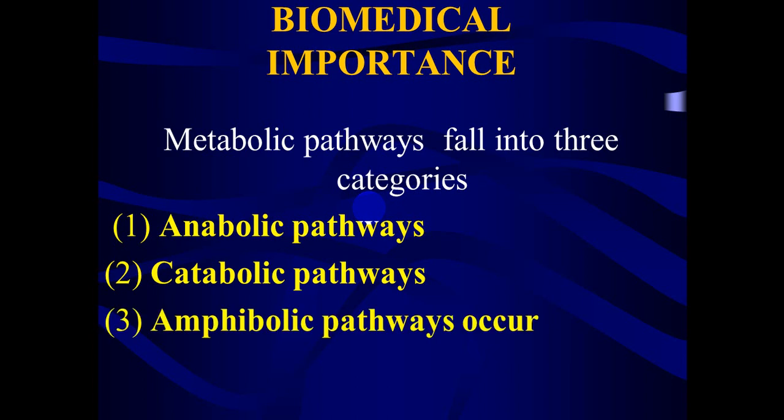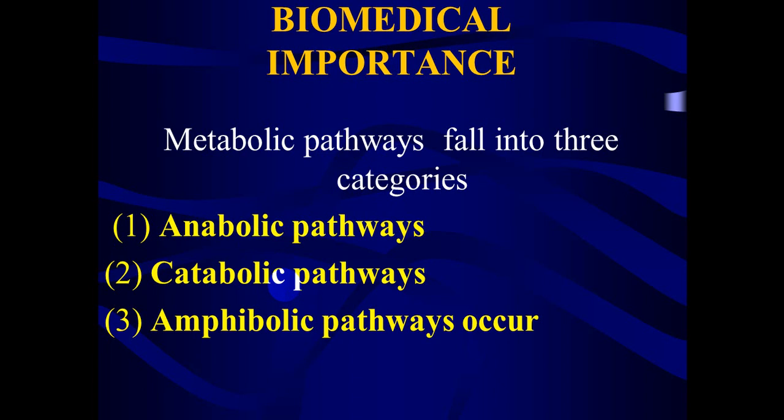Number three, amphibolic pathways. These are the crossroads of metabolism, acting as a link between the anabolic pathways and catabolic pathways. For example, the citric acid cycle.